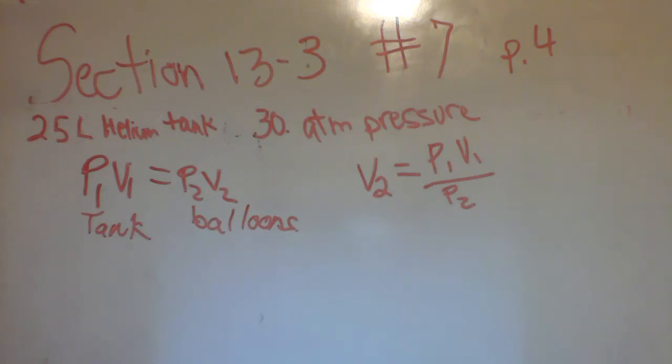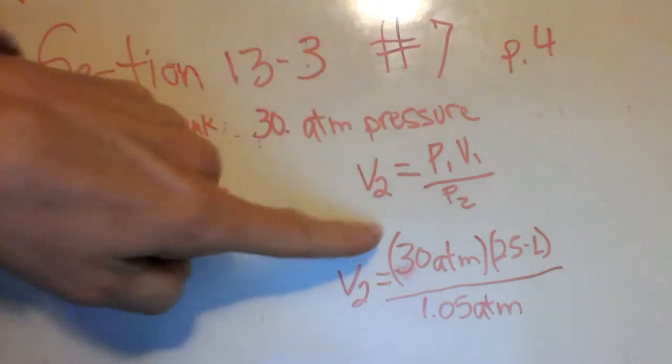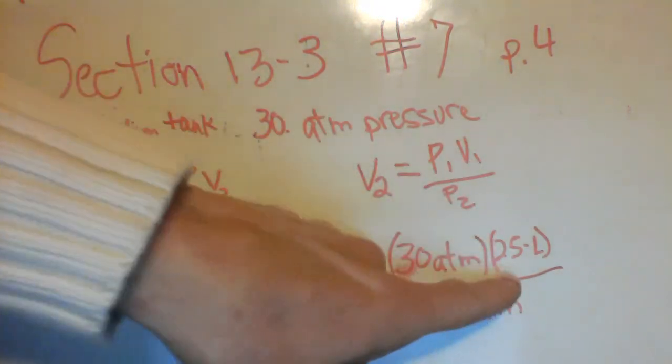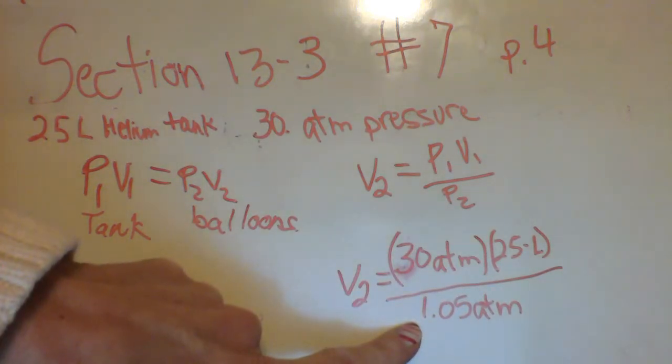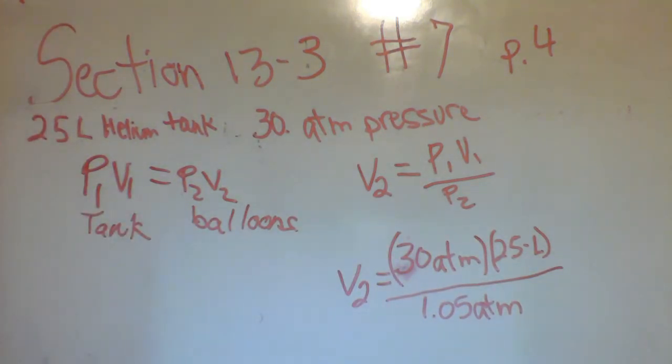Now we'll substitute the variables with numbers. Pressure 1 is 30 atmospheres. Volume 1 is 25 liters. Pressure 2 in the balloons is 1.05 atmospheres. The answer is 714 liters. Now, how does 714 liters relate to a number of balloons?